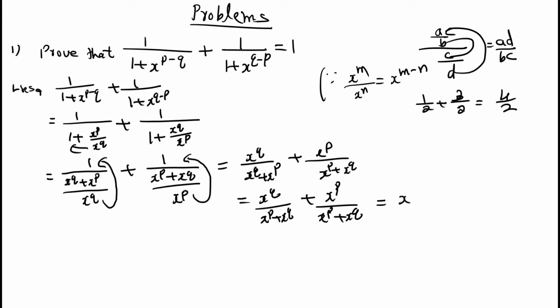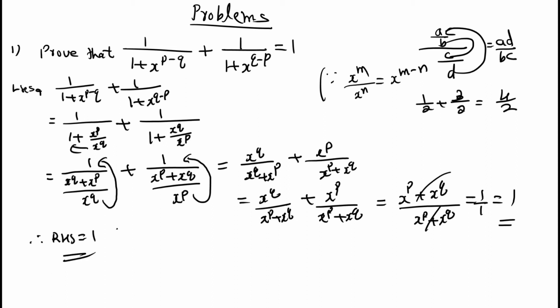So we will get x to the power p plus x to the power q divided by x to the power p plus x to the power q. Then this term gets cancelled. 1 by 1, its value is equal to 1. Therefore RHS value equal to 1. Hence the result is proved.